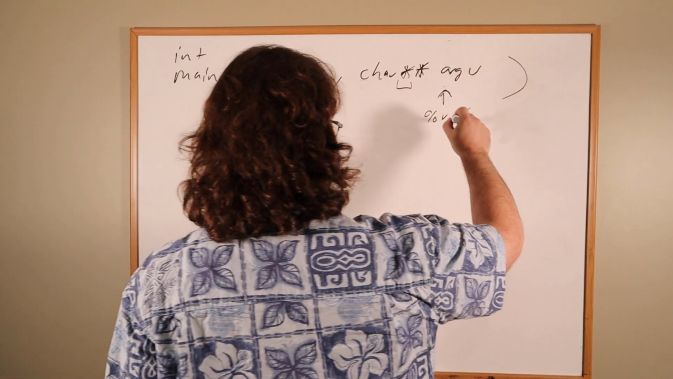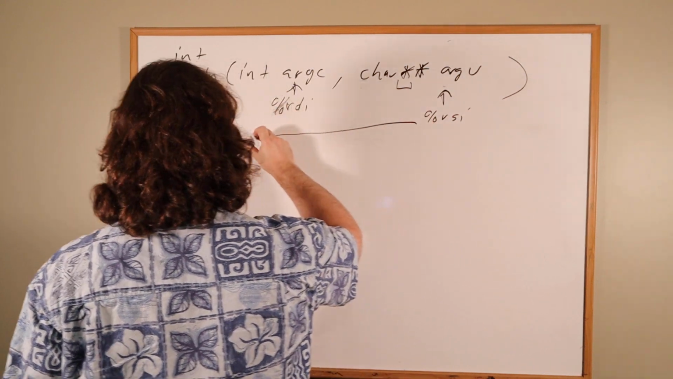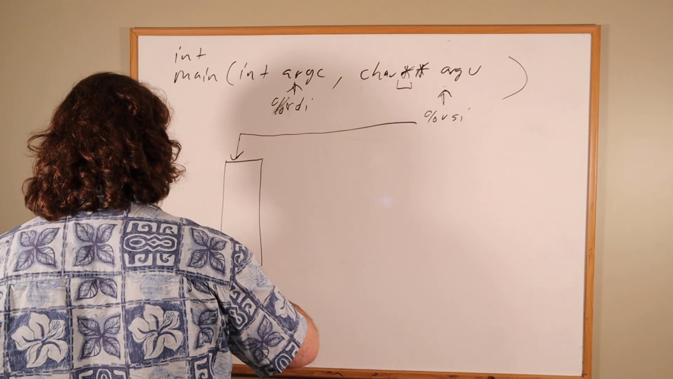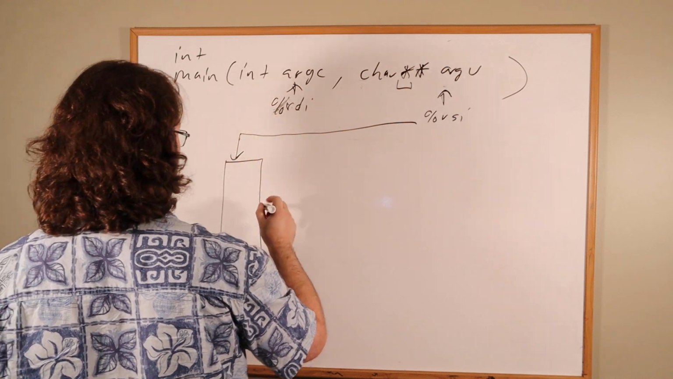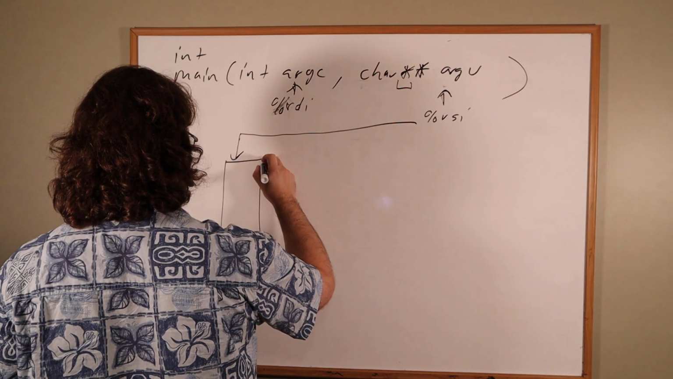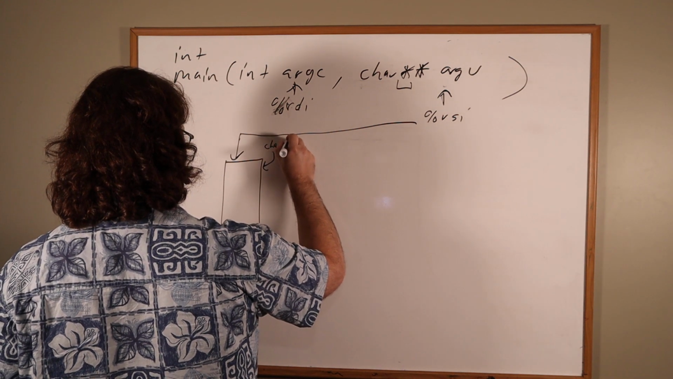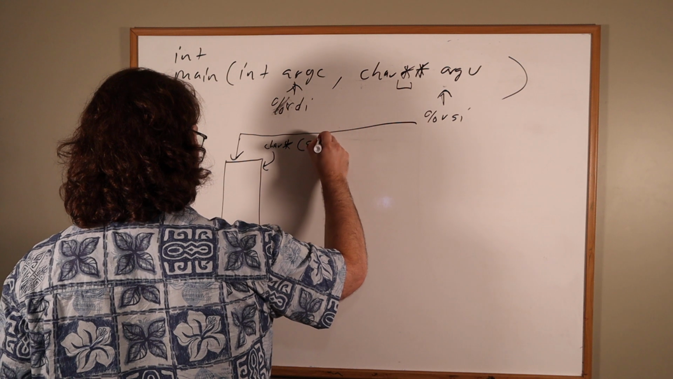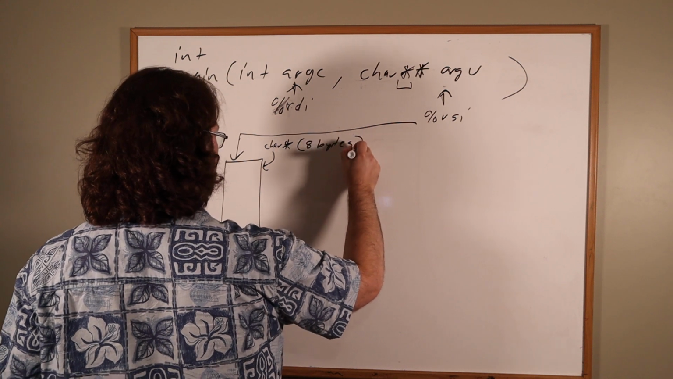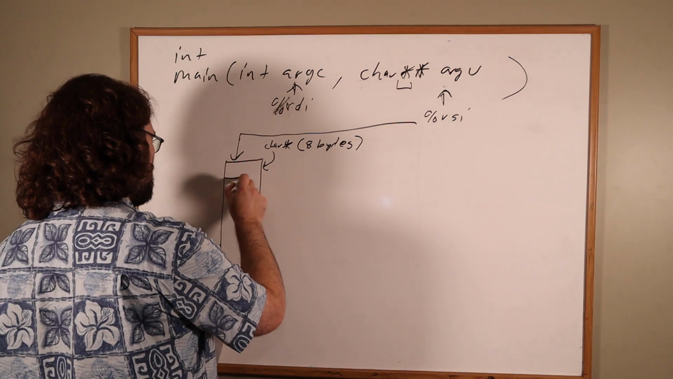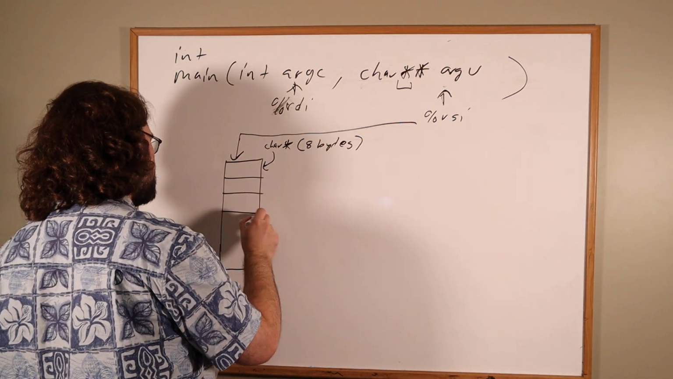So this argv thing, RSI, points to a location in memory that is an array of pointers. Each thing here is a pointer, a char pointer, so that's 8 bytes. A pointer is a memory address. So that's 8 bytes, that's 8 bytes, that's 8 bytes.